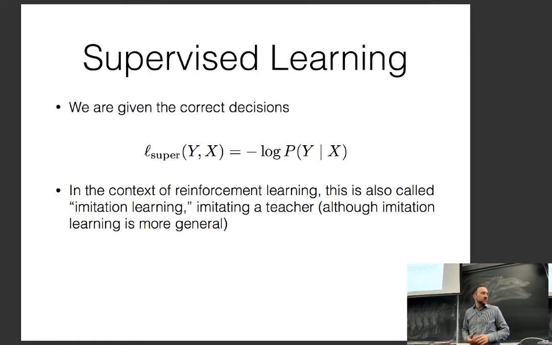In the context of reinforcement learning, this is also called imitation learning. Imitation learning is basically where you have a sequence of actions that you would like to do, and you have some teacher that's telling you which actions you should be doing. There are other varieties of imitation learning, but this is one variety. So if you hear imitation learning, it's basically like reinforcement learning, except somebody is telling you what to do instead of letting you figure it out on your own.